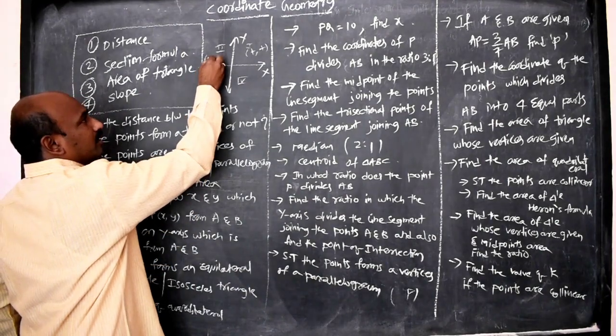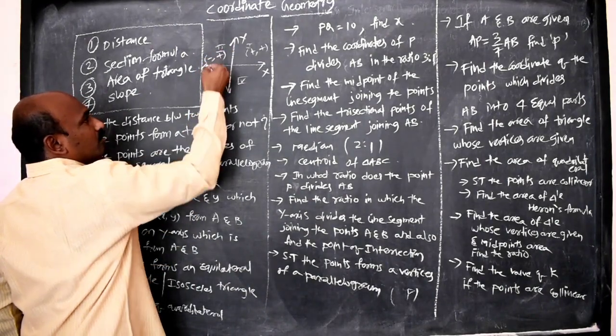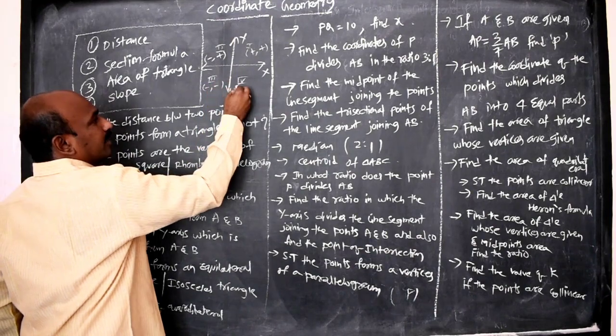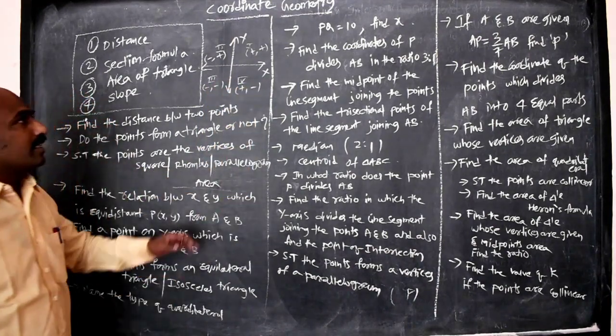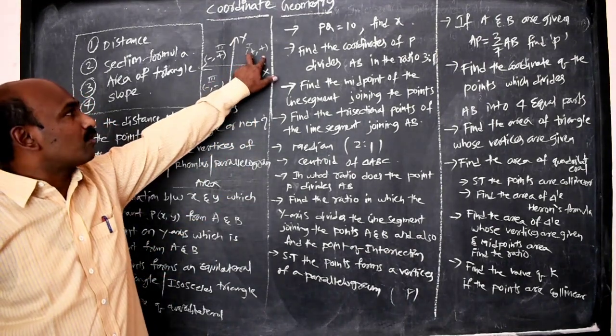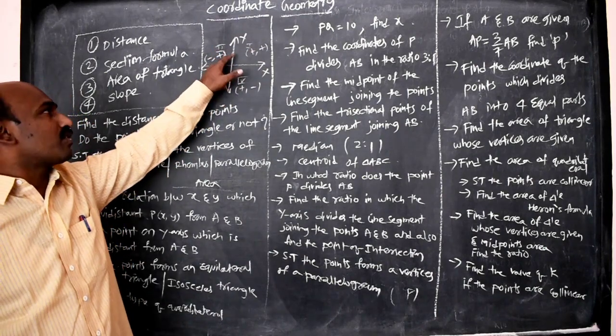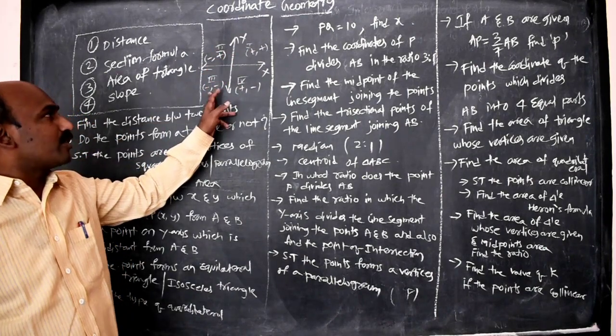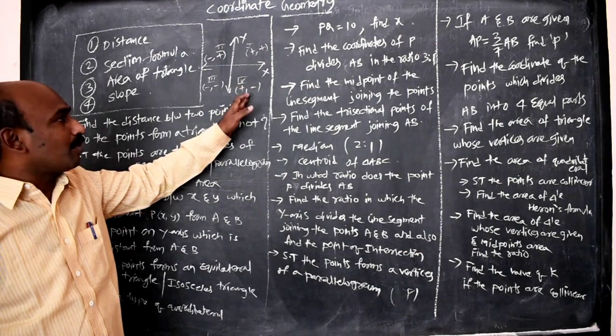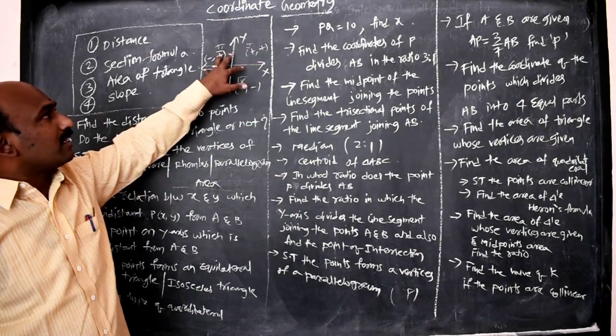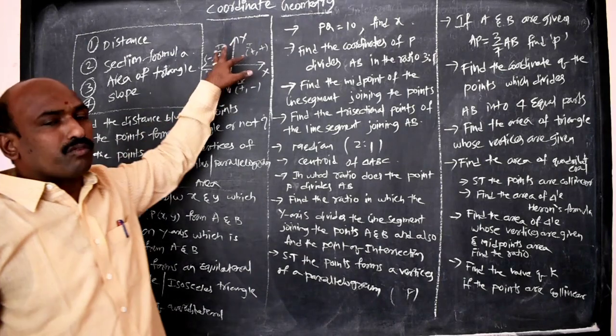In the second quadrant x is negative and y is positive. In the first quadrant x is positive and y is also positive. In the third quadrant both are negative, and in the fourth quadrant x is positive and y is negative. Like that, the Cartesian coordinate system is divided into 4 quadrants.